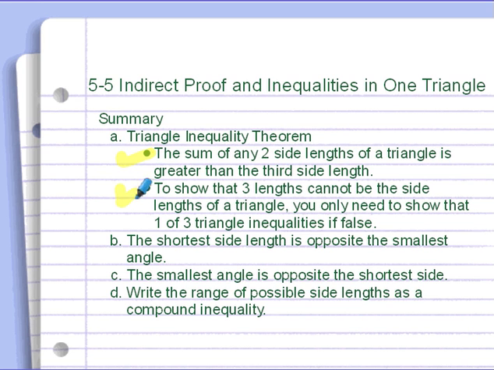If you check the 2 shortest sides, that's probably the quickest way to do that. The shortest side length is opposite the smallest angle, and the smallest angle is opposite the shortest side. And we can solve for a range of possible side lengths using the triangle inequality theorem.